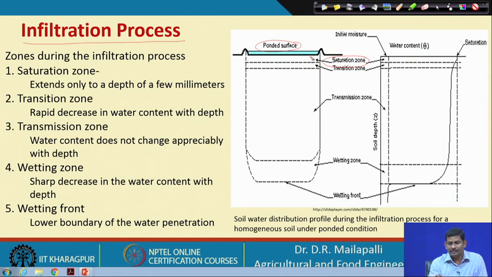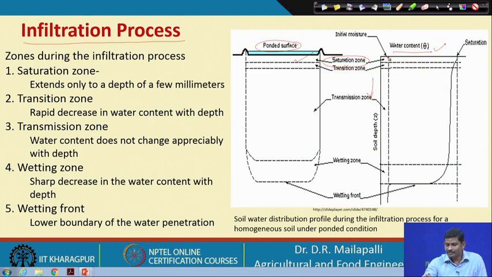Immediately below that ponded surface there is a water saturation. Then after that is called the transition zone. In the transition zone there is a rapid decrease of water content with depth. Here in the other picture it shows theta, the water content, and the depth.